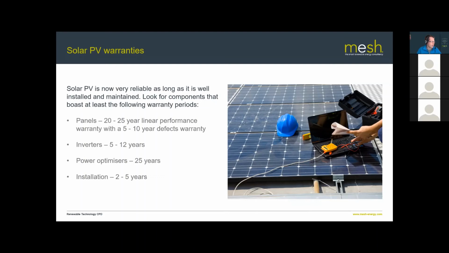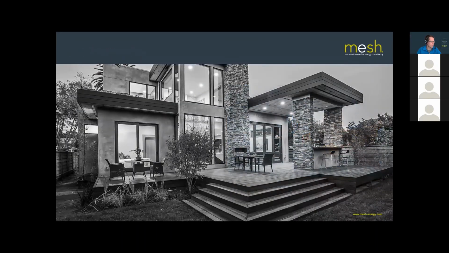The power optimizers sit with the panels and might be difficult to get to change, so they also offer a 25-year warranty on those. And then installation, typically between 2 and 5 years against defects in workmanship on the installation itself. Again, that's something to talk to your installer about, what they actually offer.